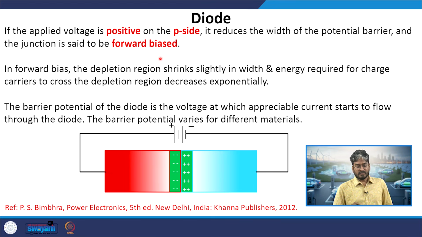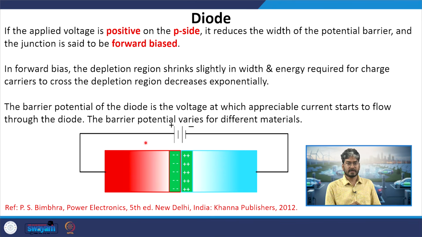Now we have got the construction of the PN junction. There are two types of biasing: forward biasing and reverse biasing. What do we mean by forward biasing? In forward biasing, we connect the positive terminal of the supply to the P side of the diode, and the negative terminal of the supply to the N side of the diode. Then we say that the diode is forward biased.